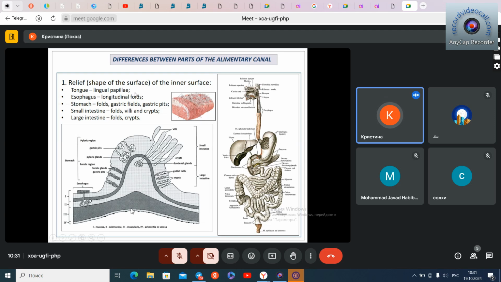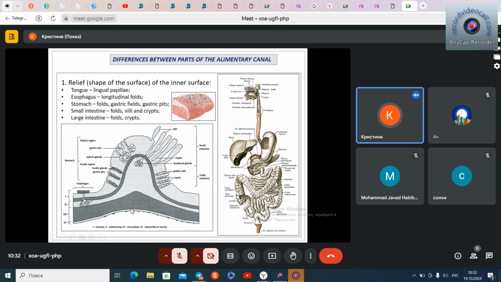In tongue, the relief will include the lingual papillae. Here you see these evaginations, which are the evaginations of the lamina propria mucosa and the epithelium. In esophagus, we have longitudinal folds, which are seen in anatomical preparations. The fold, which is shown here, is composed of both tunica mucosa and tunica submucosa.